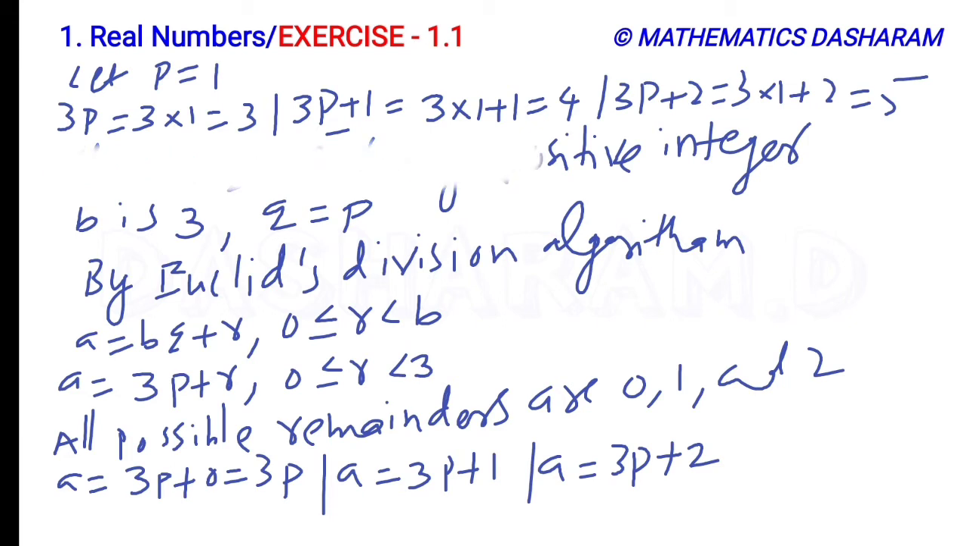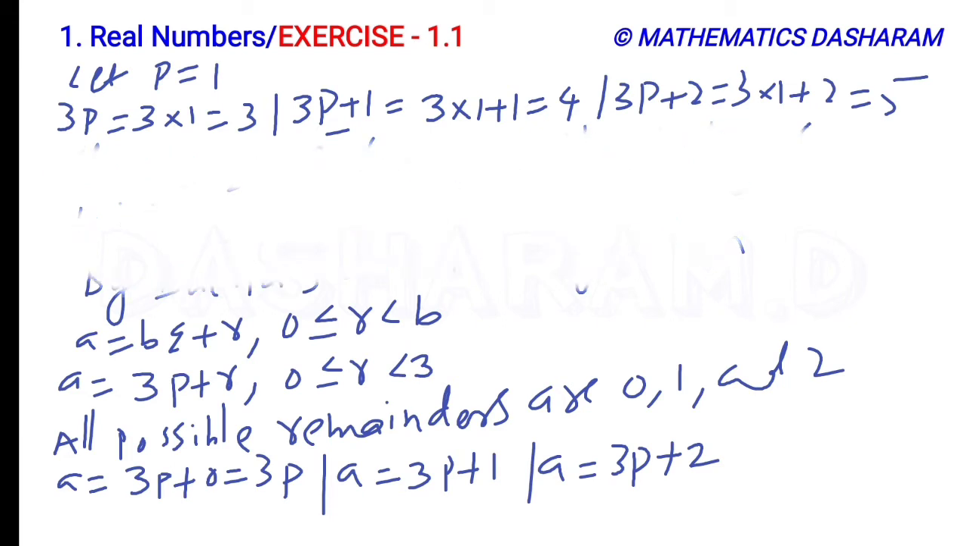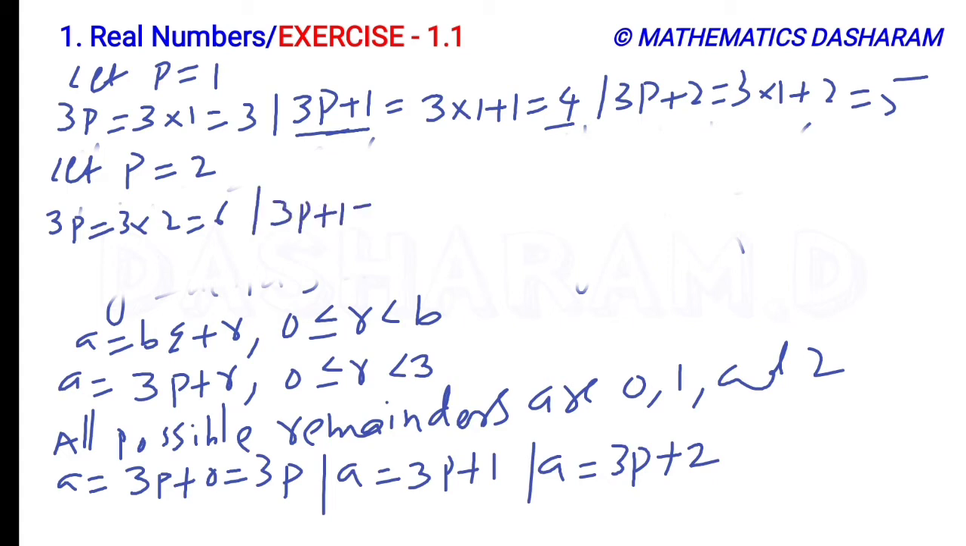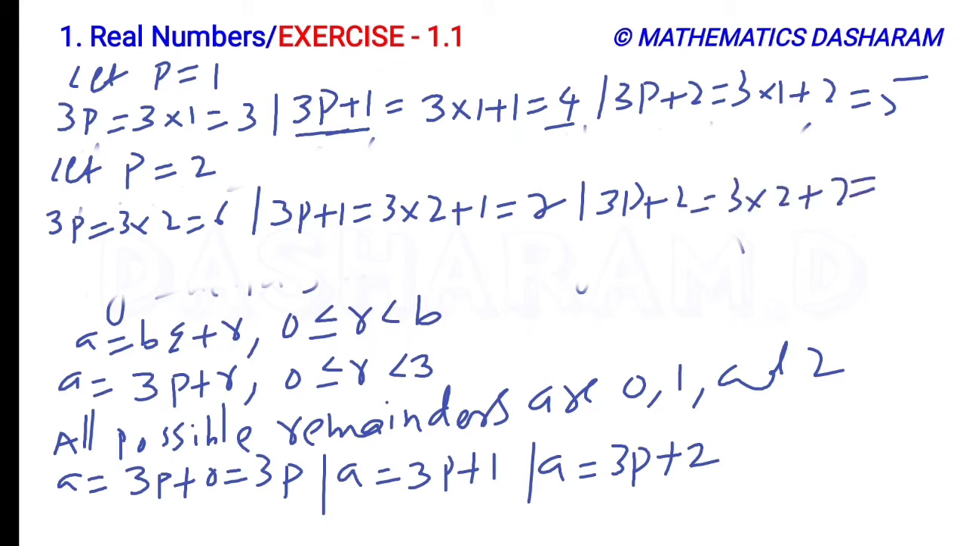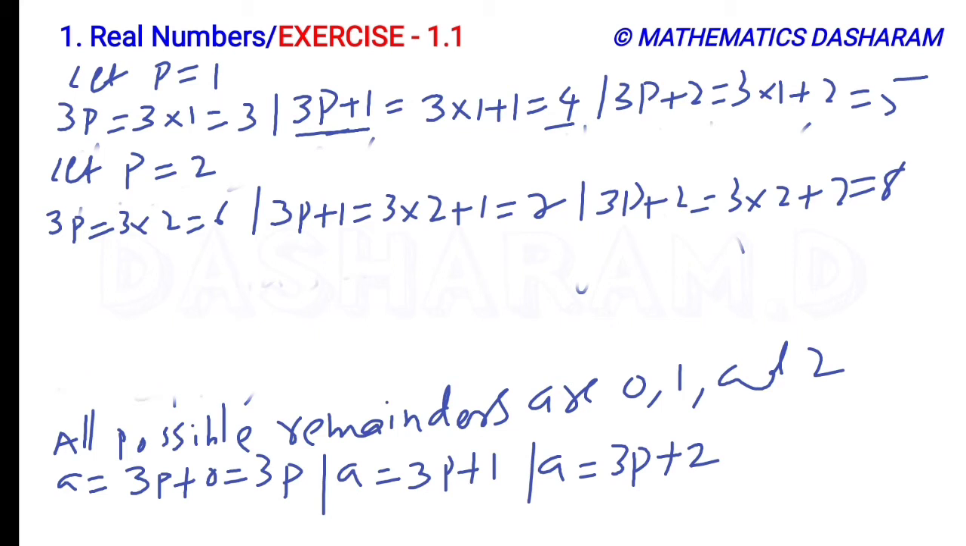So observe the three answers. In these three answers, 4 is definitely a square of a positive integer. That means 3p plus 1 is a square of a positive integer. Let's take one more value, p equals 2. Then the first value is 3p, so 3 into 2, 3 twos are 6. Next, 3p plus 1, 3 into 2 plus 1, 6 plus 1, 7. Next, 3p plus 2, 3 into 2 plus 2, 6 plus 2, 8. But what happened here? We did not get any square of a positive integer.